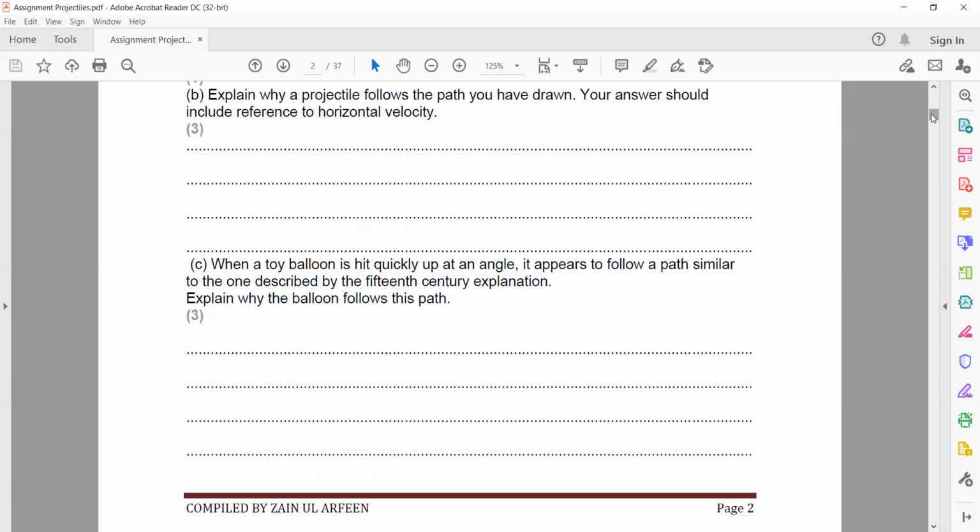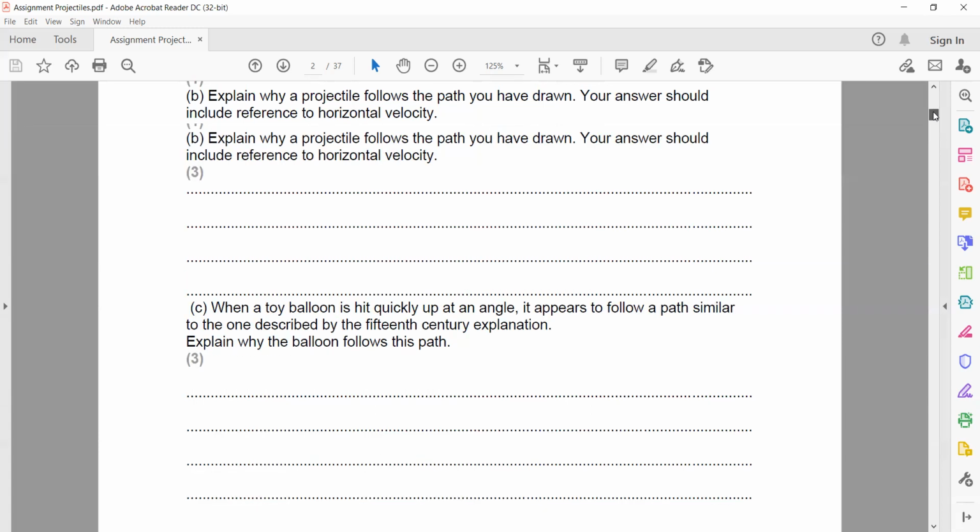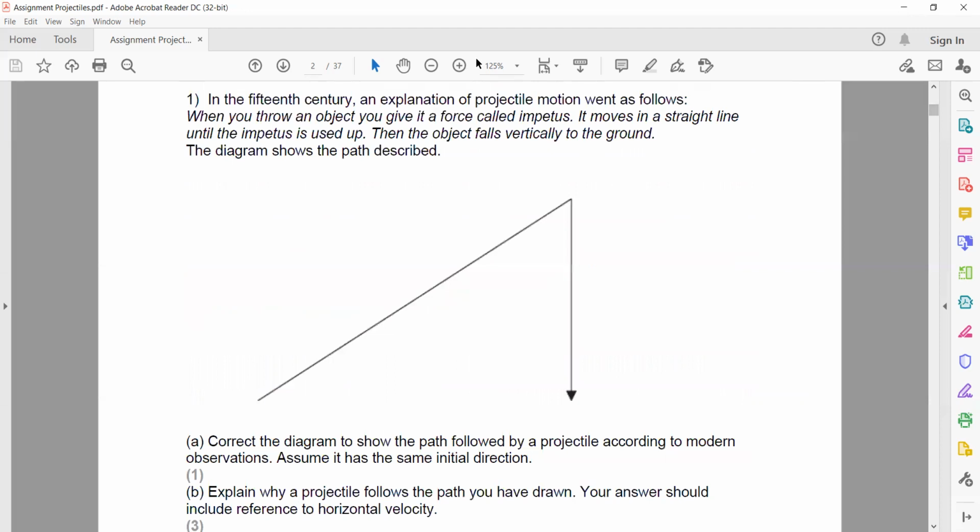In the next part, when a toy balloon is quickly hit up at an angle, like if you have a balloon and you hit it at an angle, it appears to follow a similar path. If we hit this balloon, what trajectory or path does it follow? The balloon follows a similar path which is described in the 15th century: first it will move and then, after reaching a maximum height, it will return back.